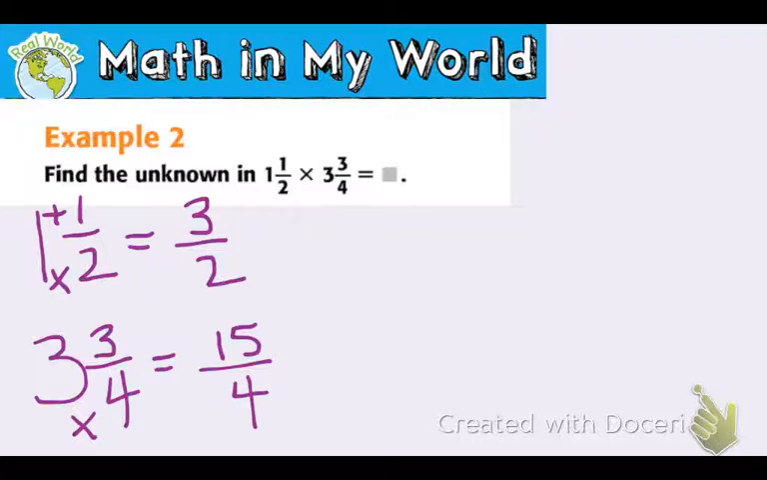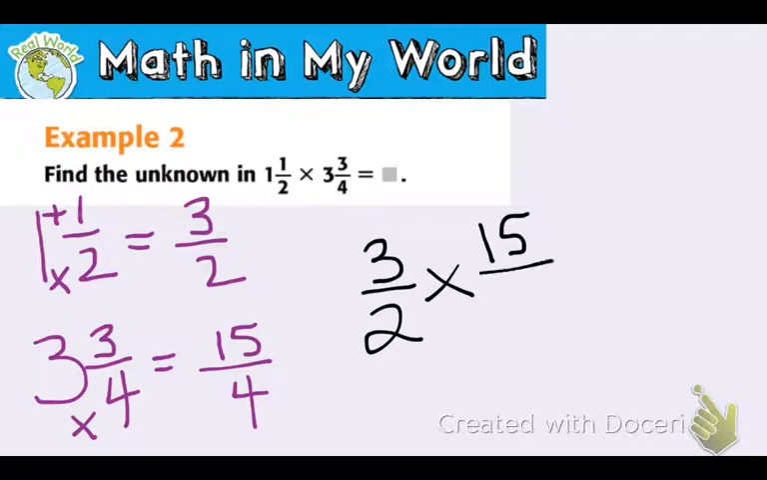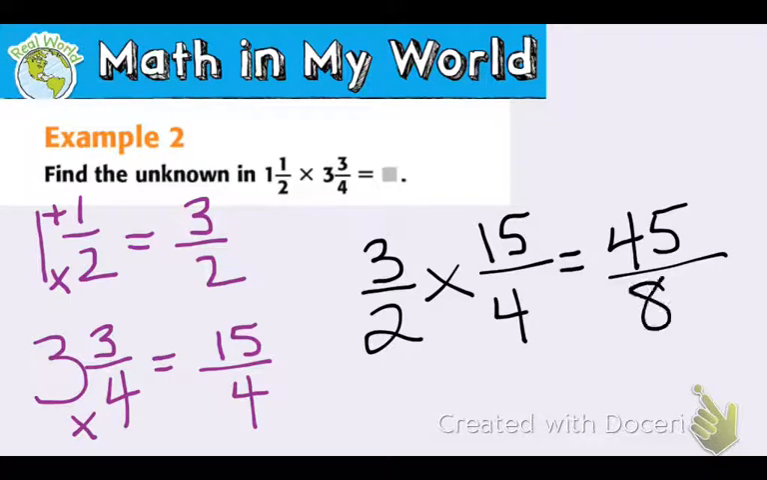Step 2 is where I get to go ahead and multiply the numerators. So if I set it up, I can multiply 15 times 3. Those are the numerators. And I know that 15 times 3 is 45. Step 3, multiply the numbers on the bottom, the denominators. 2 times 4 is 8.